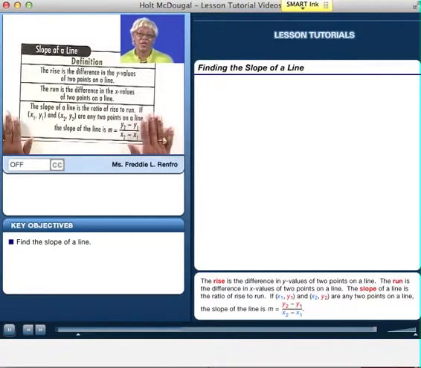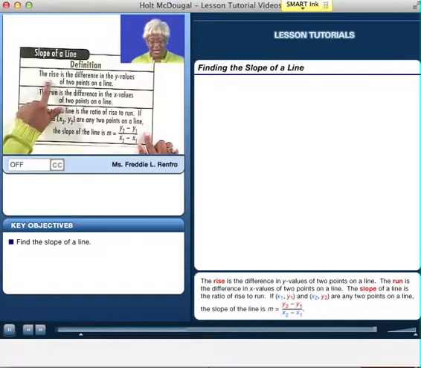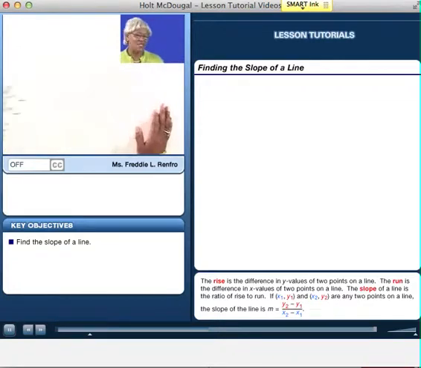Well, you can also think about slope in terms of rise over run, where the rise is the difference in the y values of the 2 points on a line, and the run is the difference in the x values of the 2 points on a line. With this in mind, let's find some slopes.